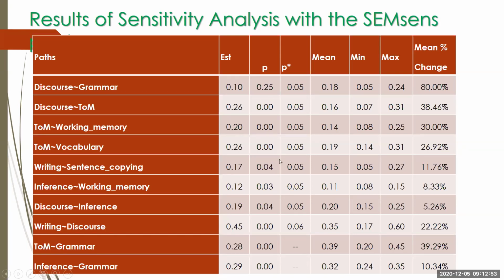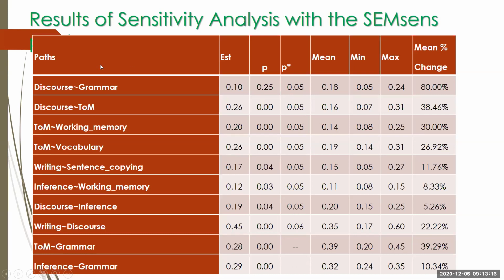P is the original P of the analysis. P star is the P that was achieved through the sensitivity analysis. And all of this here shows that the sensitivity analysis was able to find a set of sensitivity parameters that would change the conclusion about significance.